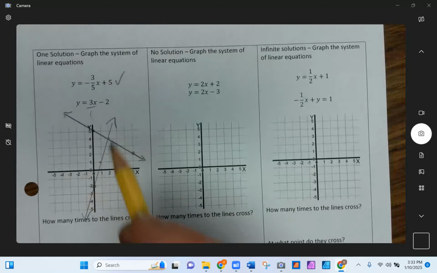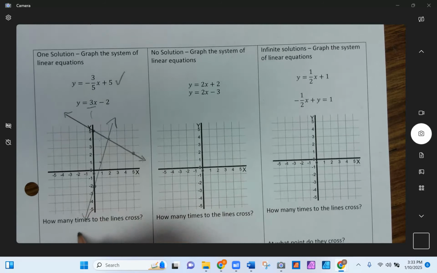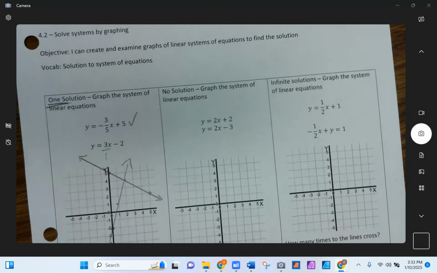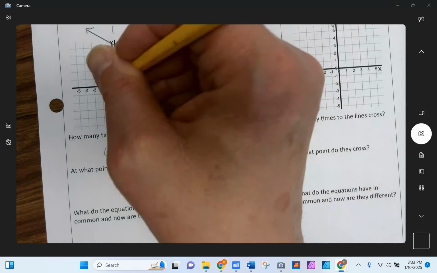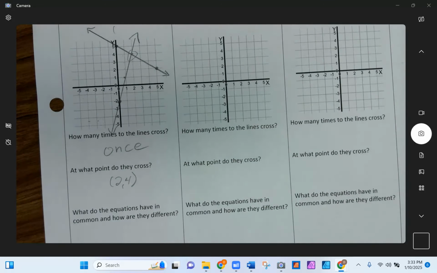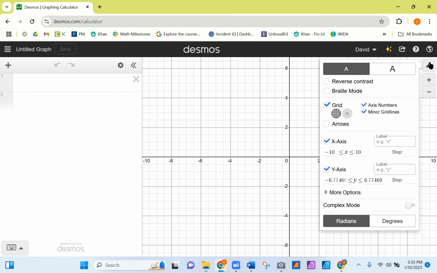Let's see how many times did the lines cross. Well, they cross once. One solution. So when lines cross once, they have one solution. At what point do they cross? 2, 4. I think it's actually slightly different than 2, 4. Let me double check. I was looking at that in class and I think it's actually very slightly different than that. But let's just do a real quick Desmos check here.